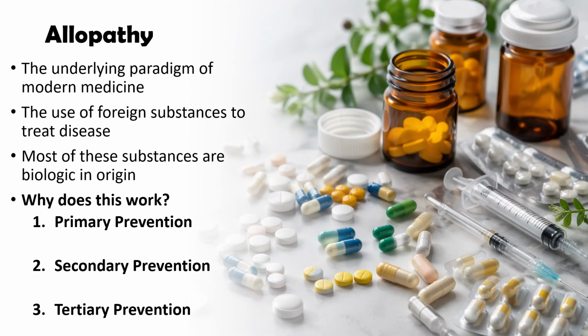Secondary prevention means we're catching the disease early. So we're using screening or tests to identify that the disease is present, but we're hopefully doing that at a point in time where, with certain prescriptions or certain treatments, we can maybe reduce the negative effects of the disease or try to prevent it from spreading or eliminate it altogether.